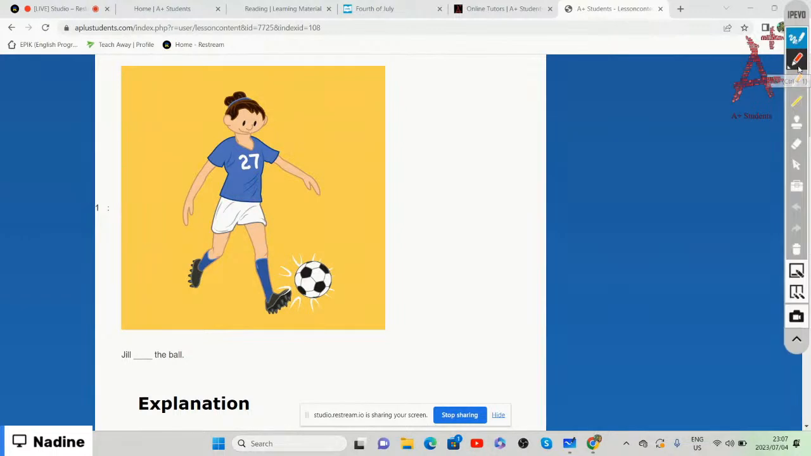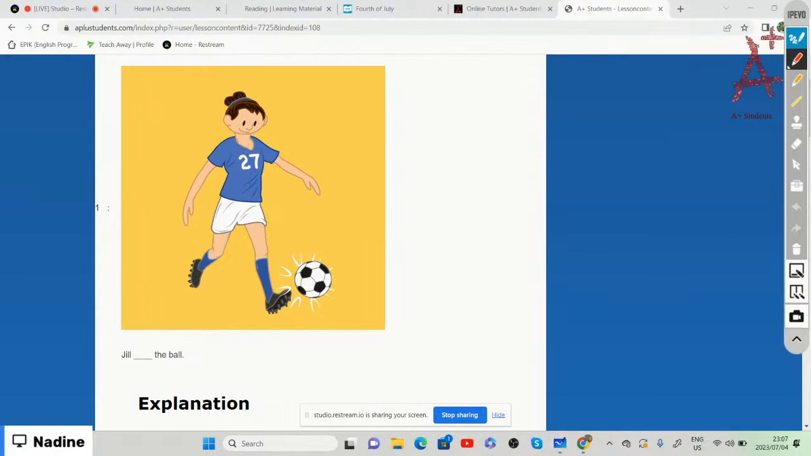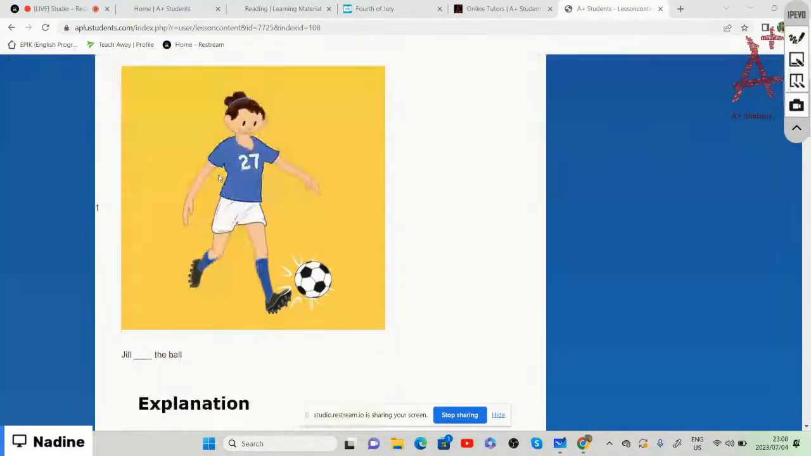So if you say that Jill kicked the ball, let me write it. Kicked can be an option, right? If we say kicked, that can be one option, or kick can be one option. Or if we say play, then that can also be an option, because it shows the action and shows what Jill is doing with the ball, right? All right. So that shows the verb, right?